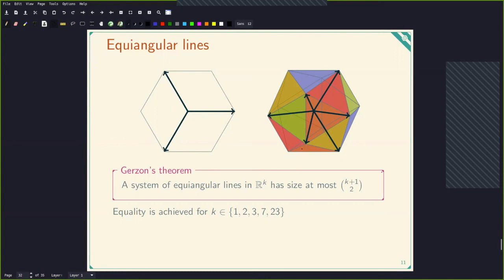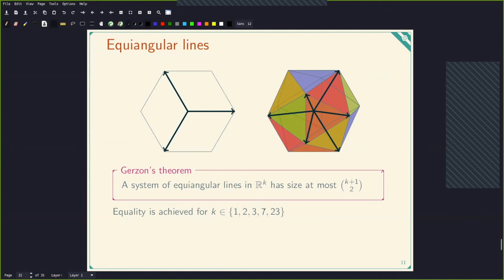And Gerzon's theorem says that if I have a system of equiangular lines in R^k, it has size at most k plus 1 choose 2. This is a very short proof. And we know that we can achieve equality when k is 1, 2, 3, 7, or 23. We don't know about any other values of k, but we do know that if we can get equality, it's heavily restricted values of k. Some people think that these are the only values. I really don't know.